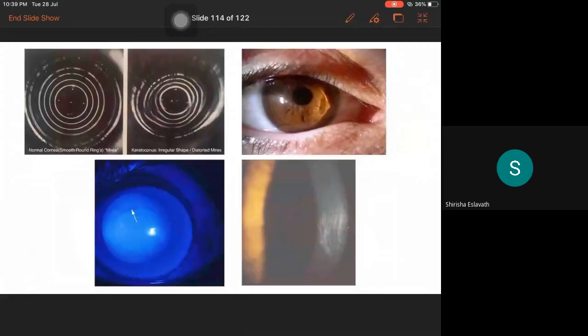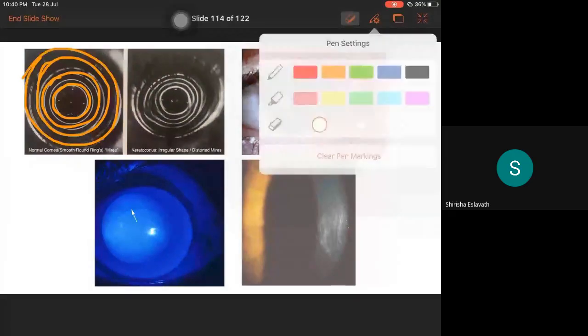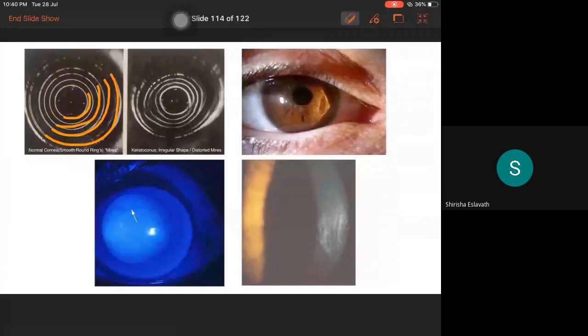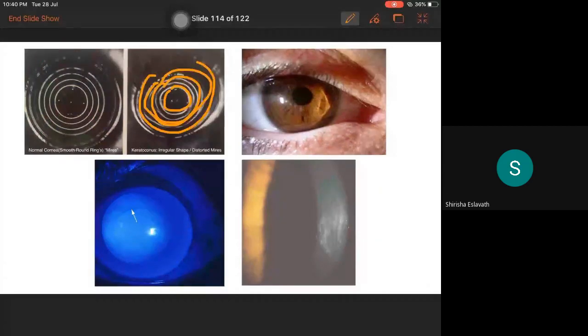Then, if you do a corneal topography, normally you see the Mires. We call them Mires. These are concentric and they are regular. But in a case of keratoconus, look at this. The Mires are irregular, they are irregular in shape. This is one more evidence that the patient has keratoconus.